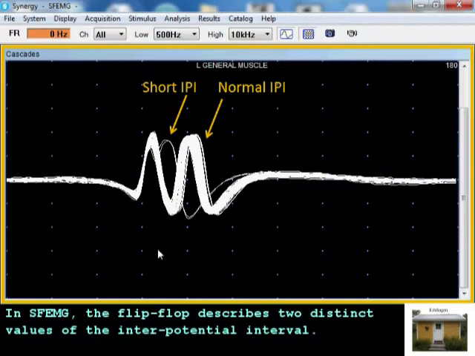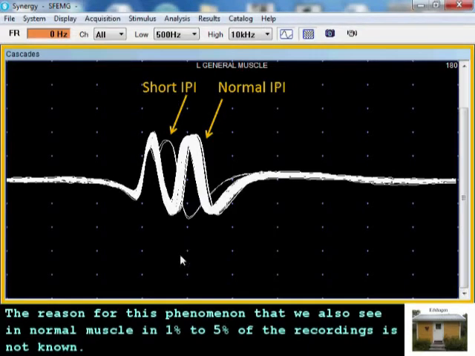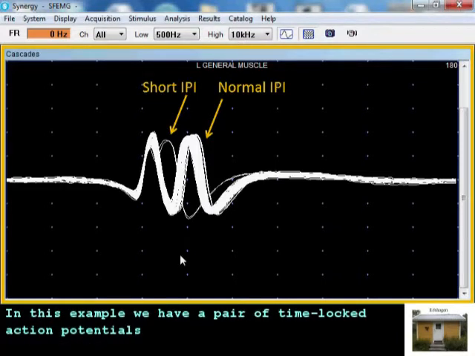In SFEMG, the flip-flop describes two distinct values of the interpotential interval. Hence, this is called the bimodal jitter. The reason for this phenomenon, that we also see in normal muscle in 1 to 5% of the recordings, is not known. It is, however, very important to recognize, since undetected it may be misinterpreted as a recording with increased jitter.